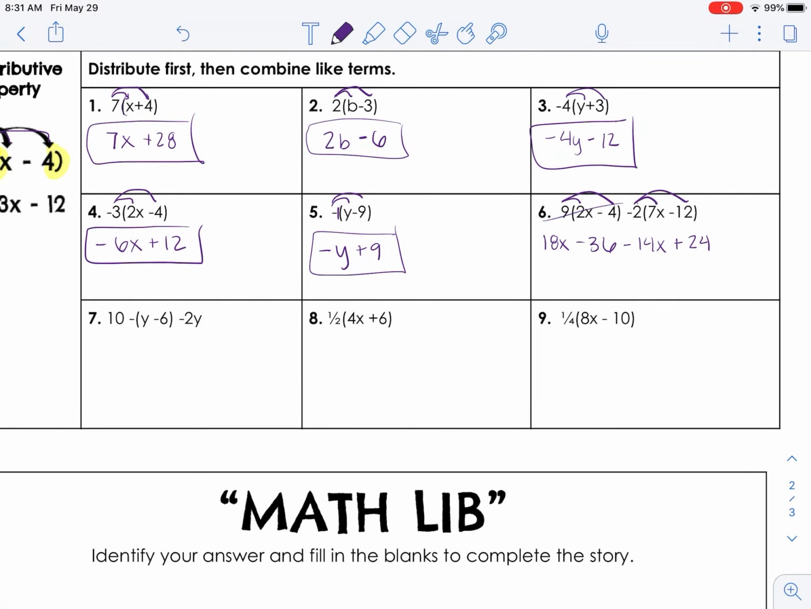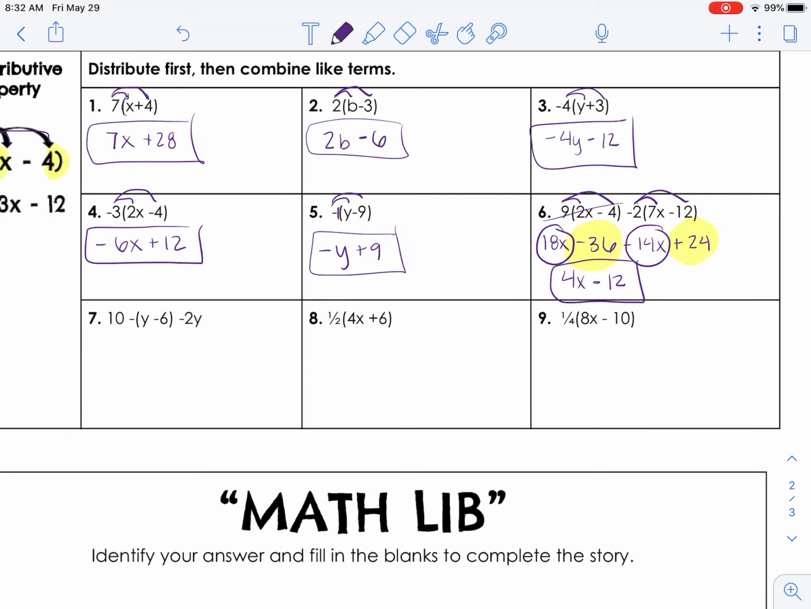Now here's where we need to use the skill that we learned in the last lesson. So we want to find all of our like terms, so everything with the same variable and same exponent. So there's our x terms, and we're going to combine them. So for our x terms, we get 18x minus 14x. It's going to be 4x. And then we're also going to need to do our constants, which are negative 36 and 24. And if we combine those, we get negative 12. And then there are no more like terms, so that's our answer.